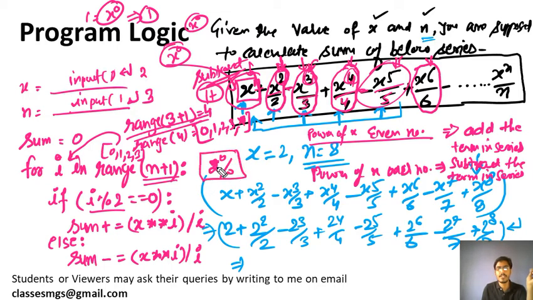Okay, so 2 raised to power 0 is what, 1 divided by 0, which will be the infinite number. So this term is not needed here actually, x raised to power 0. That's why we can start the loop from 1 only. So we are correcting it again and changing its range function.